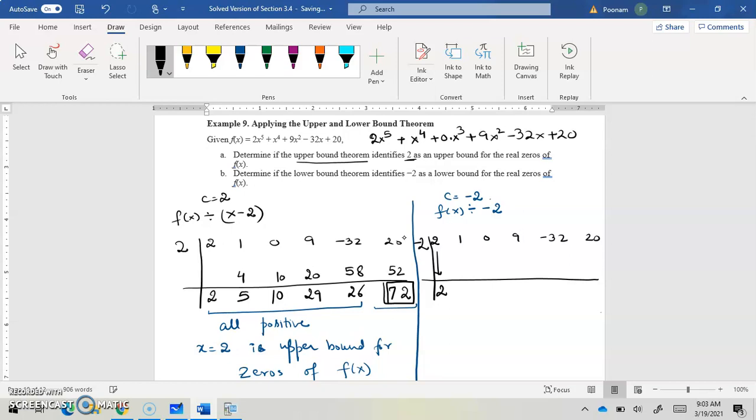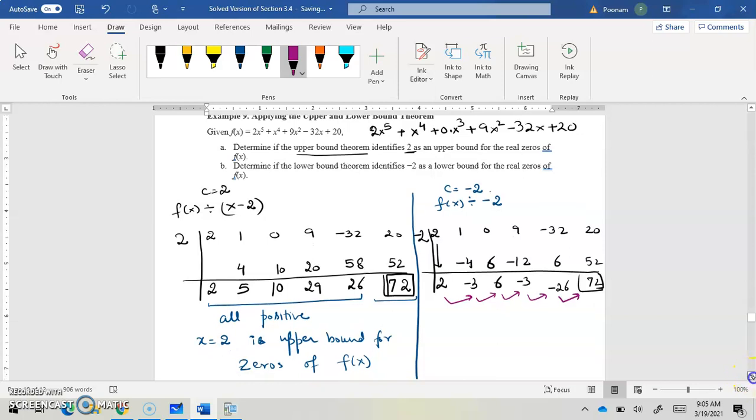2 comes down, multiply to get negative 4, add to get negative 3, multiply with negative 2 is 6, adding we get 6, multiplied with negative 2 is negative 12, adding we get negative 3, multiplying with negative 2 we get 6, adding it will be negative 26, multiplying 52, and that will give you 72. That is the remainder. Now if you notice, the coefficients of the quotient here are alternating in sign from positive to negative, including the remainder.